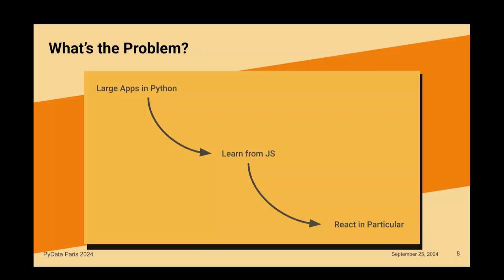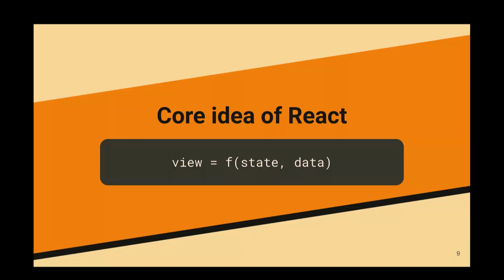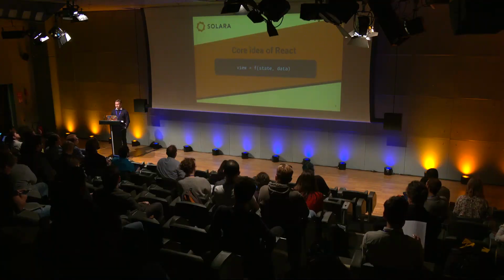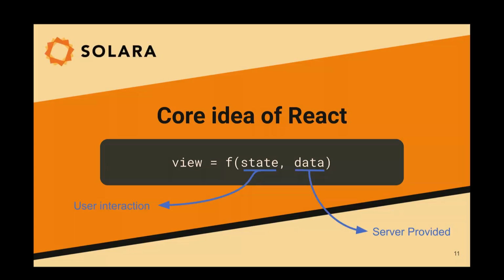So, to build large apps in Python, we need to learn from JS, we need to learn from React in particular. But in order to learn from React, we've got to understand what React is. And this is the core idea of React, is that the view, what the user should see in their browser, should be a pure function of state, that is the user's interactions with the UI that you've built, and the stuff that they have done before they came to this particular page, and data. So the state comes from user interactions, the data should be from server.